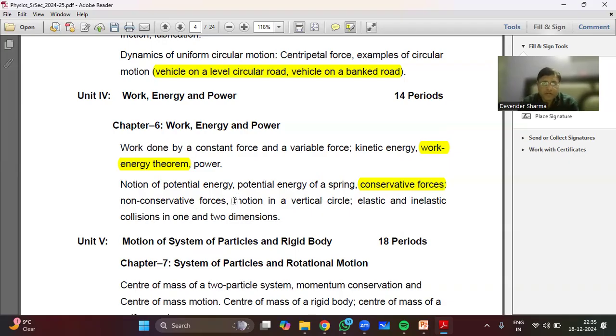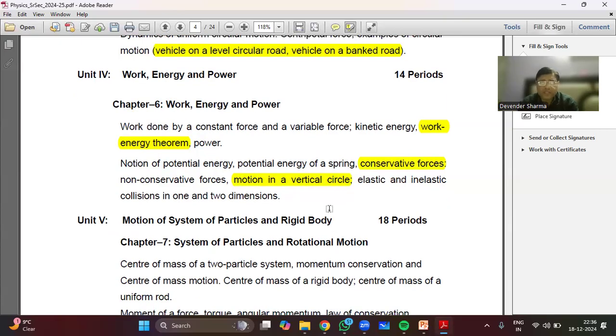Motion in a vertical circle. Very important topic. We will be discussing the tension at the lowest and at the highest point also. Very, very important topic, motion in a vertical circle.